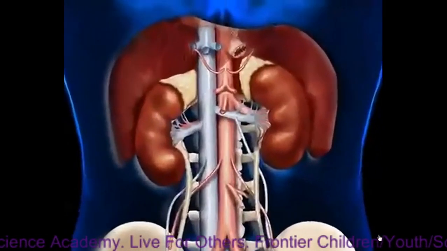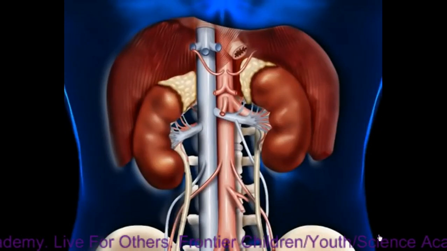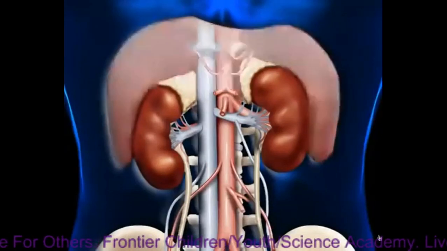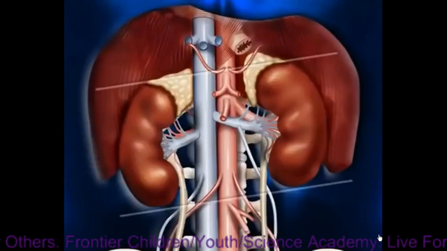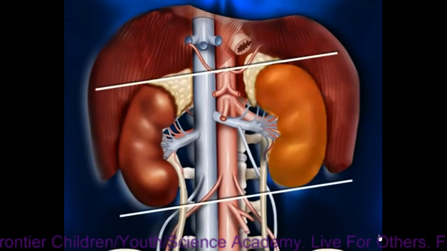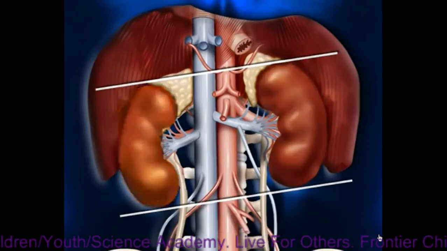The kidneys are placed against the back wall of the abdominal cavity, just below the diaphragm, one on either side of the vertebral column. Their position is slightly asymmetrical. The left kidney is placed a little higher than the right.